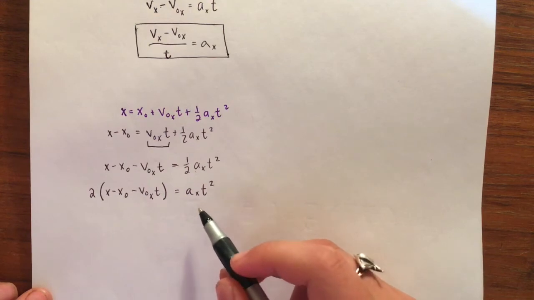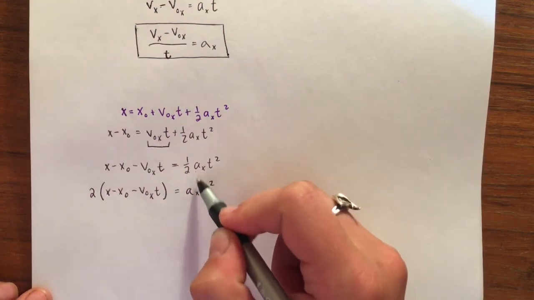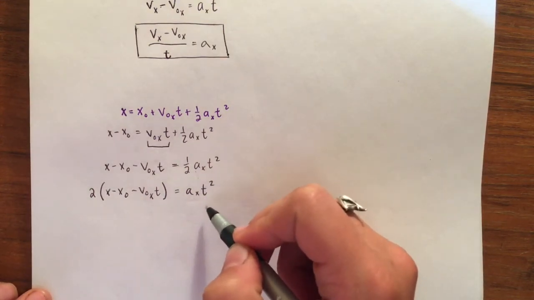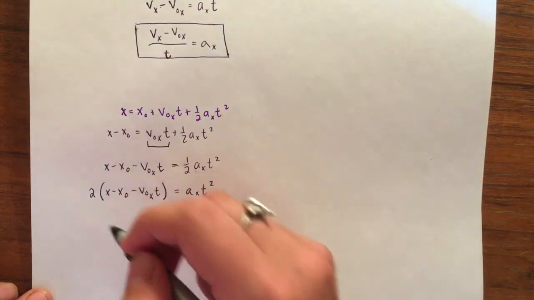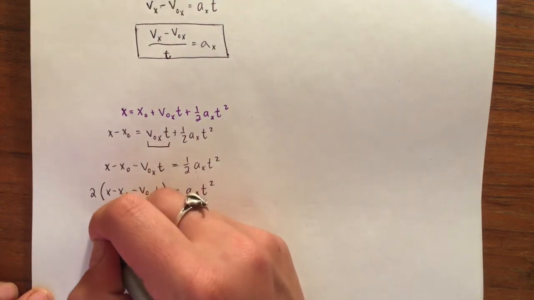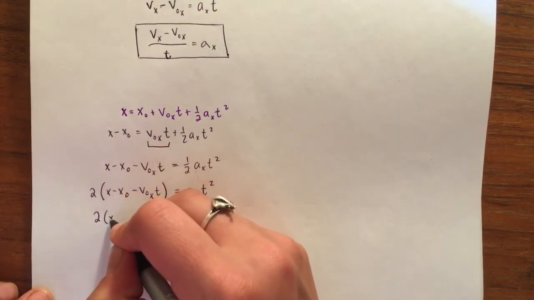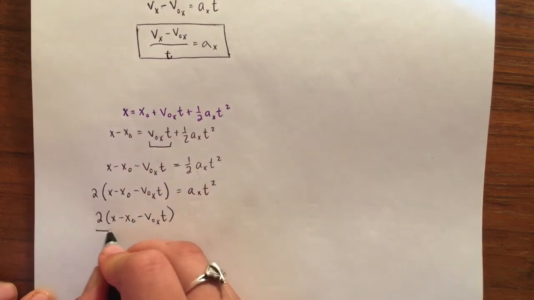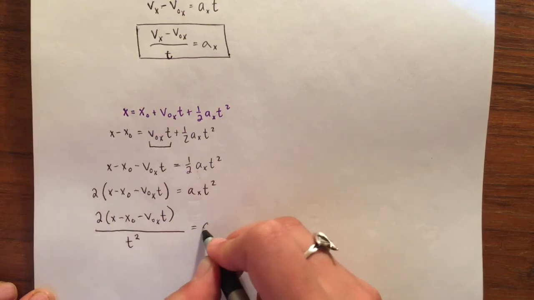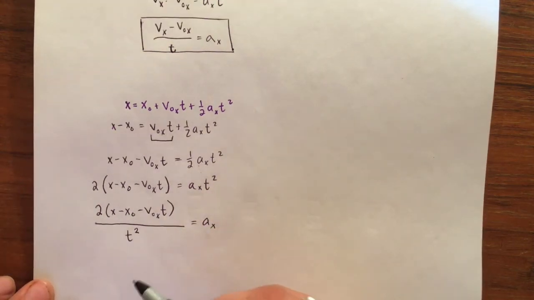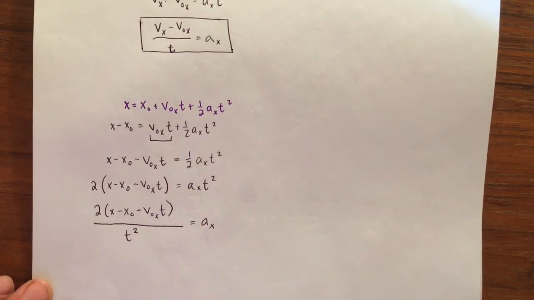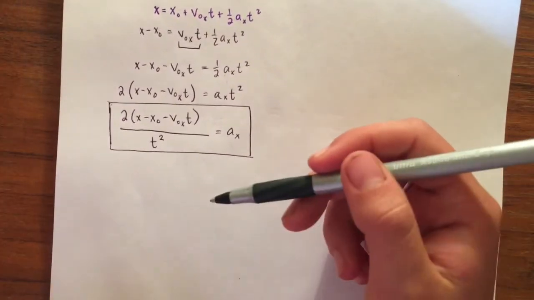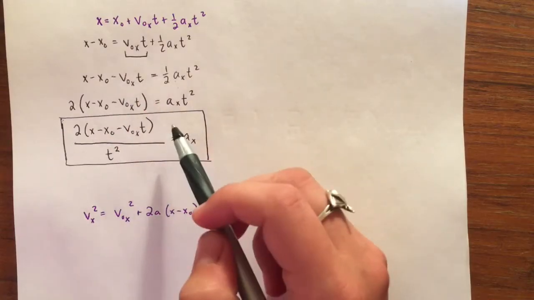And then finally, the only thing left is this t squared. I'm going to divide by t squared on both sides. And so I'm dividing the entire thing by t squared. And there I've solved for acceleration, and that's how you do it using the second equation. Bada bing, bada boom. That one was probably the most difficult one.